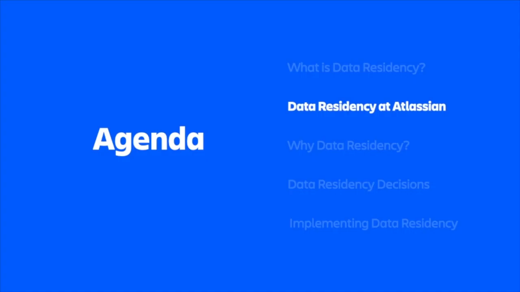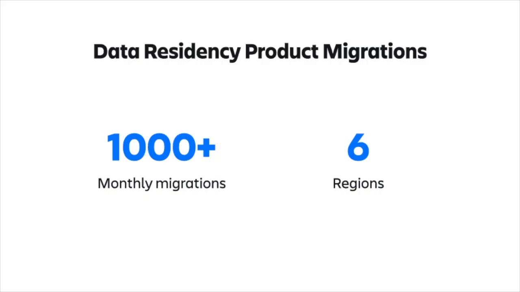So, what's data residency at Atlassian? Well, currently we have 6 regions, and we have over 1,000 customers every month who are pinning their product to one of those regions. Each time they do that, they are also looking at where their apps are stored. So they can see that their apps are pinned to those regions, whether they can move their apps to those regions, or if their apps aren't able to be stored in those regions. So every single time one of those 1,000 customers is moving their product, they're also looking at where those apps are storing data.